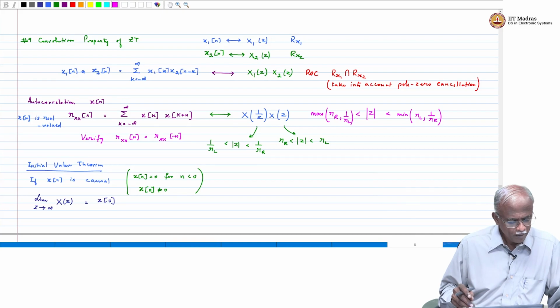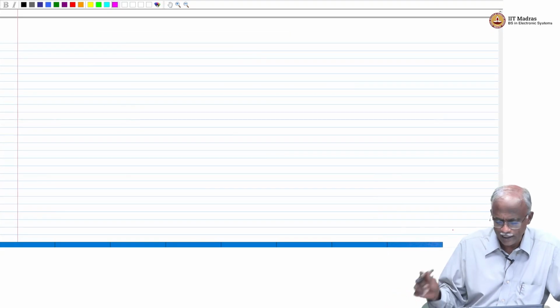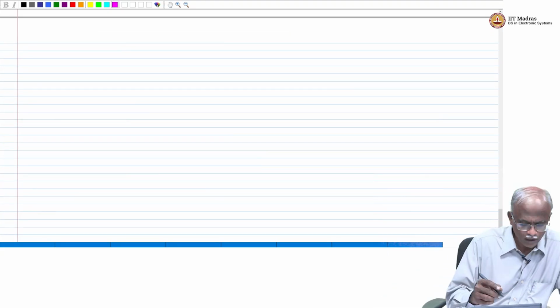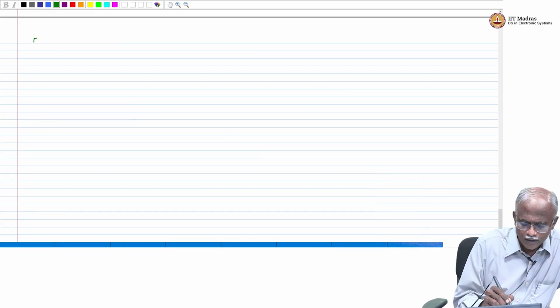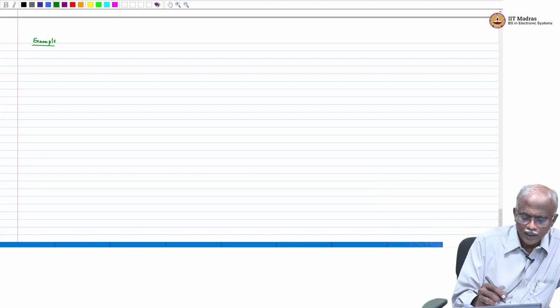Now we want to take a quick look at some examples and then look at the inverse Z transform. Let's take a couple of quick examples. This is an example which helps us understand the autocorrelation aspects in a clear manner.